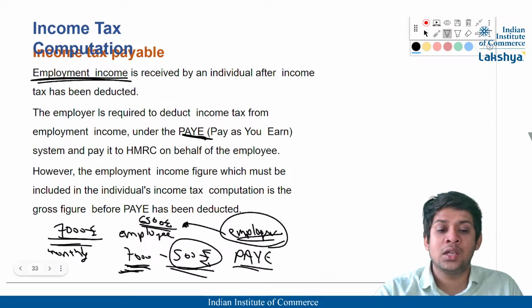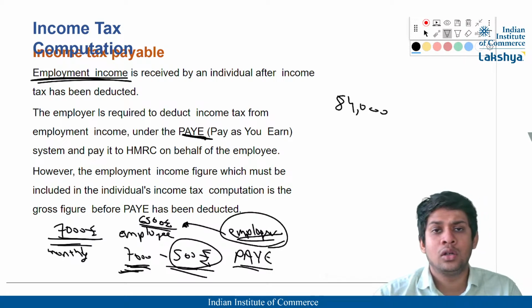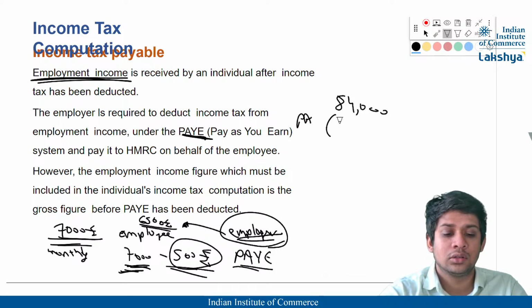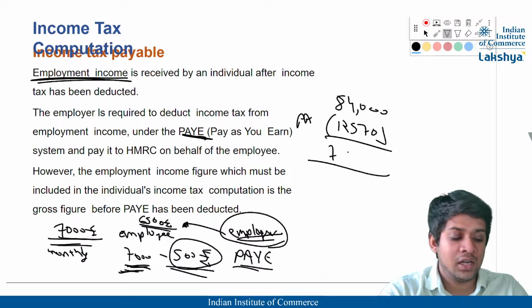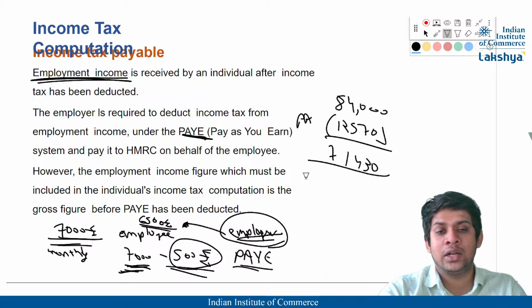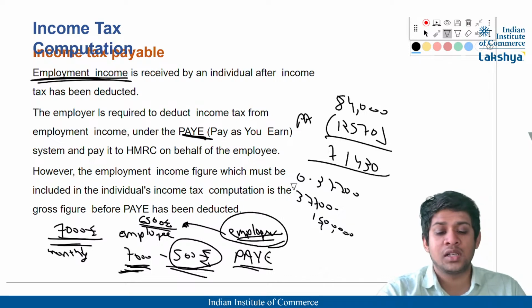Now afterwards, by the year end, the employee will show his income, that my income is 84,000 pounds, and after calculating the personal allowance and everything, the personal allowance will be reduced. That is how much? 12,570 pounds. Correct? So 84,000 minus 12,570 pounds, that is 71,430. Then I'll calculate the tax liability from 0 to 37,700. It will be 20%. From 37,700 to 150,000, it is 40% and so on.